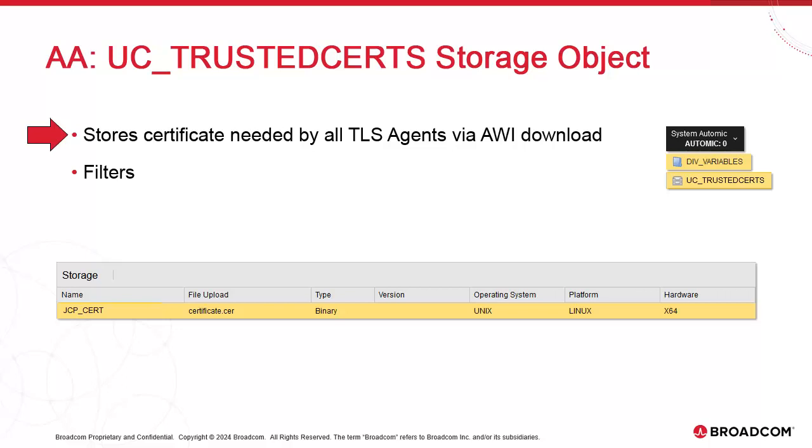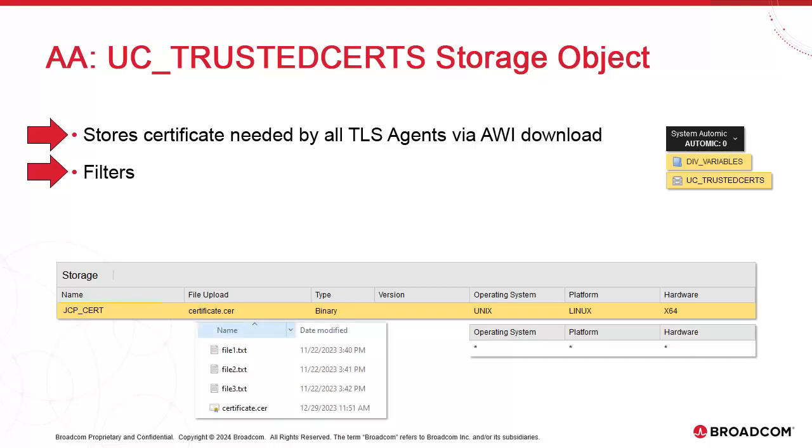This certificate will then provide universal support for all agents across the entire infrastructure when they're downloaded via AWI. We have 3 fields: operating system, platform, and hardware. This allows further fine-tuning in the use of the certificate, as you can make it applicable to specific OSs and so forth. If you don't need filters, you can just place star symbols in each column. To upload the cert, you simply click in the box under File Upload. A local file system browse function appears.